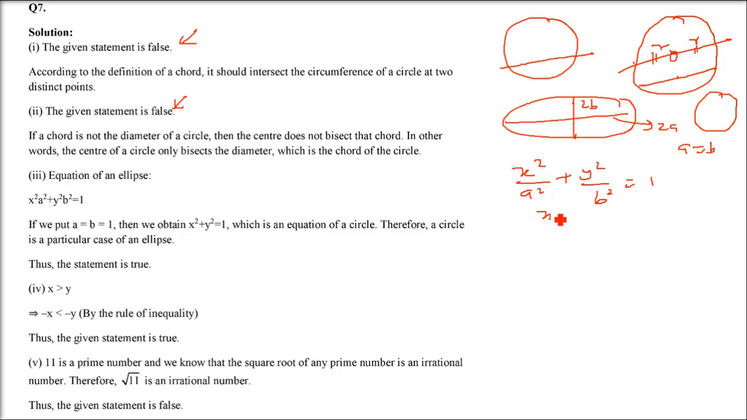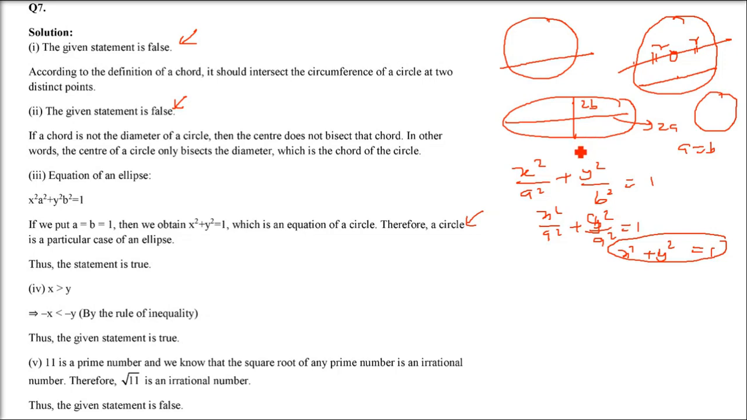When a and b are equal, that is the radius. So we are talking about an ellipse where all the points are at an equal distance from the center. Just put a square equals b square, and you will get x square plus y square equals 1, which is the equation of a unit circle. So this is an ellipse which is becoming a circle.